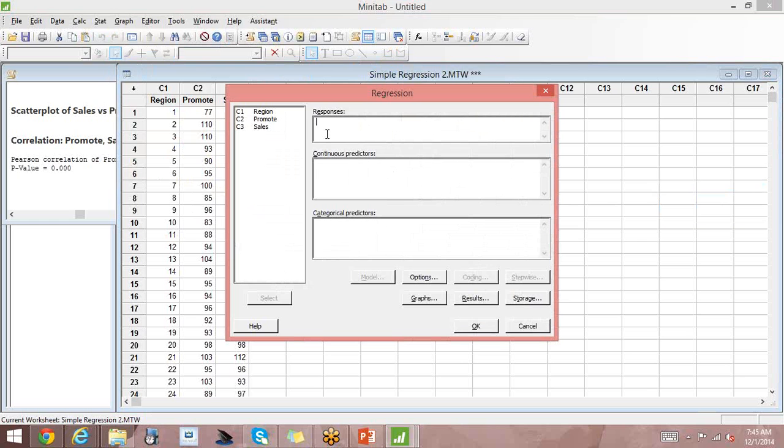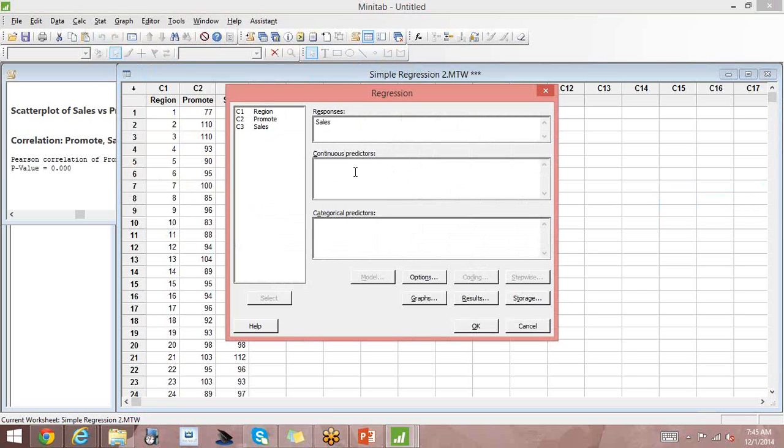Anuj, is the response variable Y? Absolutely correct. Good, very good. So what is Y here? Out of promote and sales, what is Y? Sales. Good. Your understanding is quite clear.